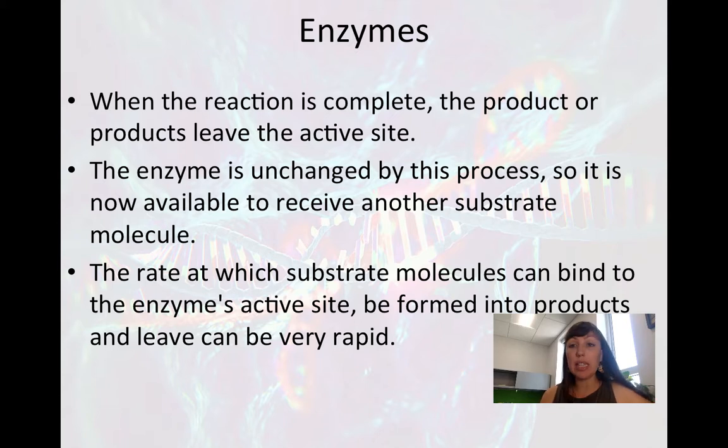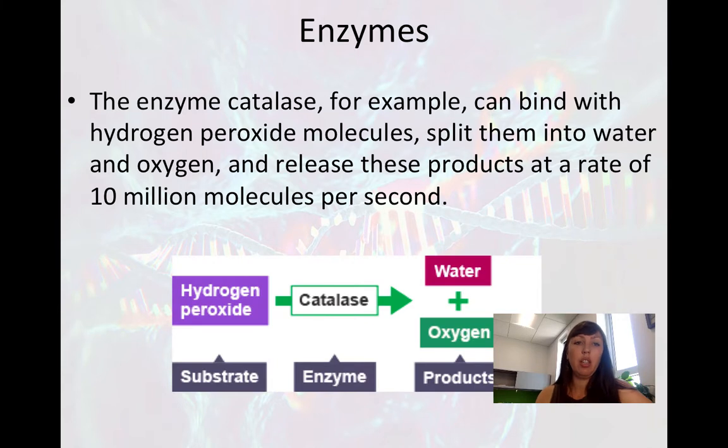When the reaction is complete, the product or products leave the active site. The enzyme, again, is unchanged by the process, so it is now available to receive another substrate molecule. The rate at which substrate molecules can bind to the enzyme's active site, be formed into products, and leave can be very rapid. The enzyme catalase, for example, can bind with hydrogen peroxide molecules and split them into water and oxygen, and release these products at a rate of 10 million molecules per second.